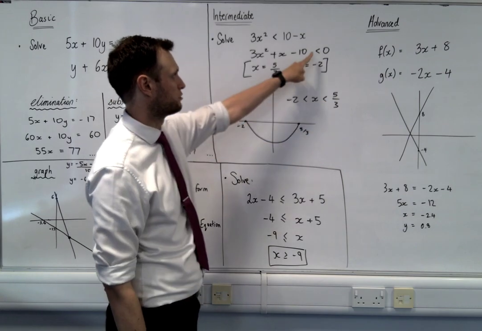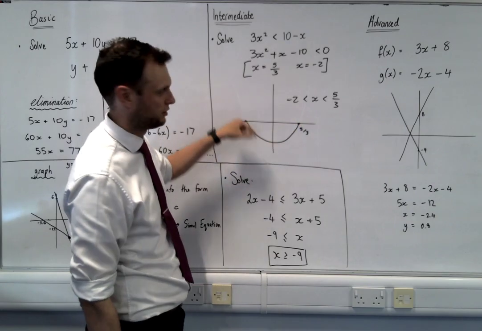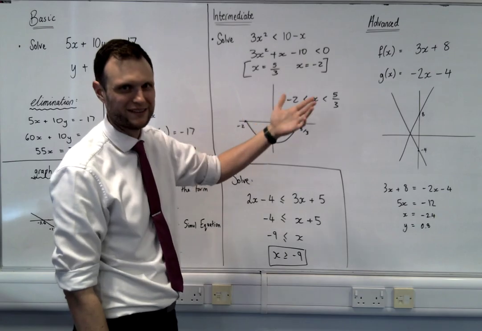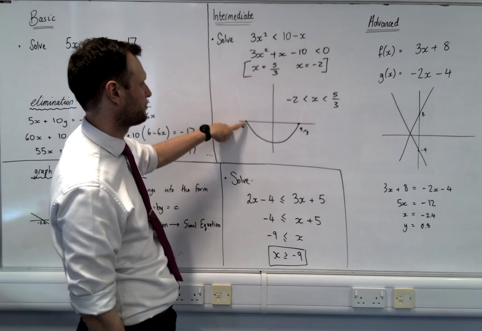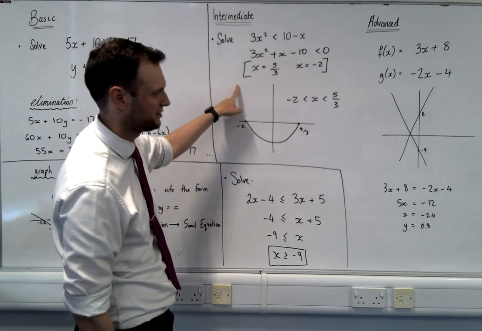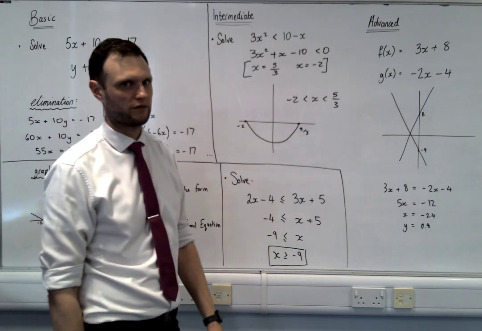If it was to say greater than 0, then you would forget what's under the x-axis and just do what's above it. So that would be anything where x is less than -2 gives you something which is above the x-axis, and anything which is more than 5 over 3 is going to be above the x-axis.